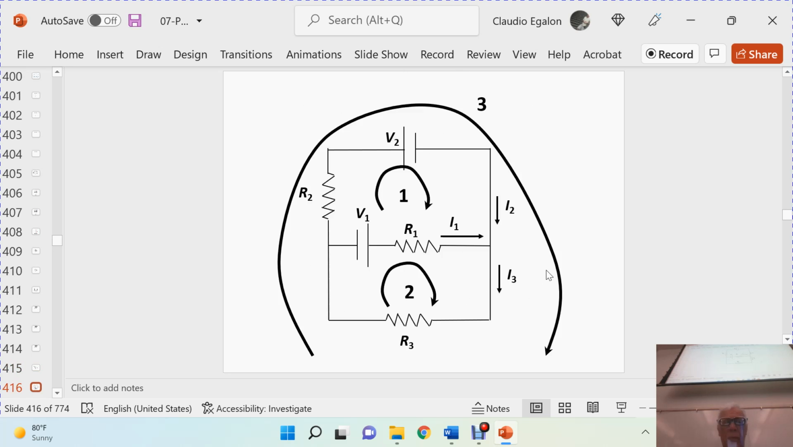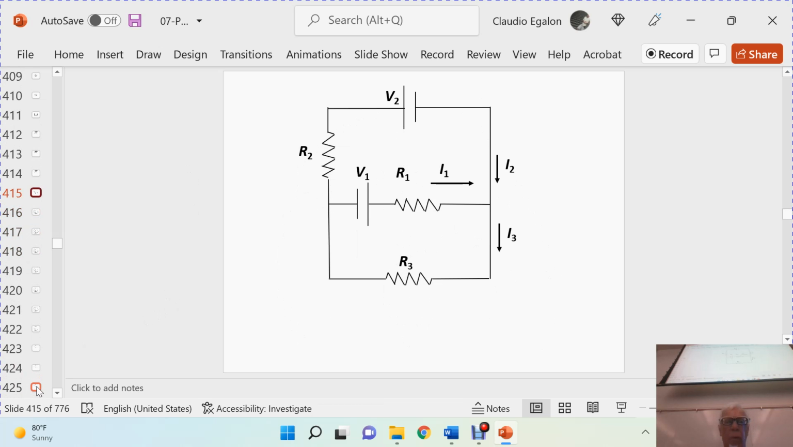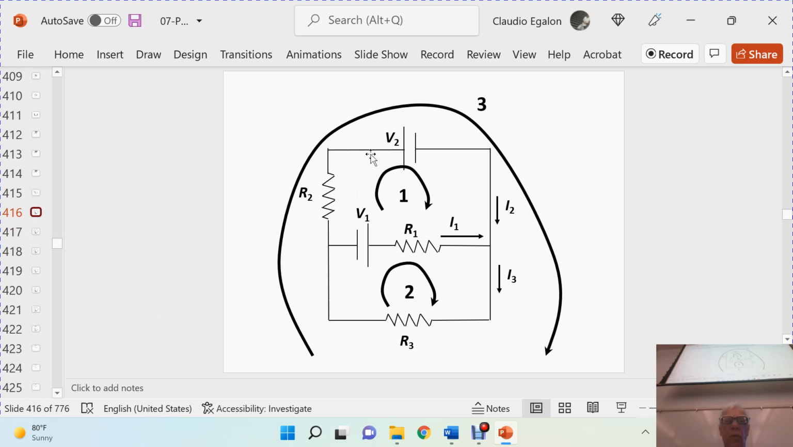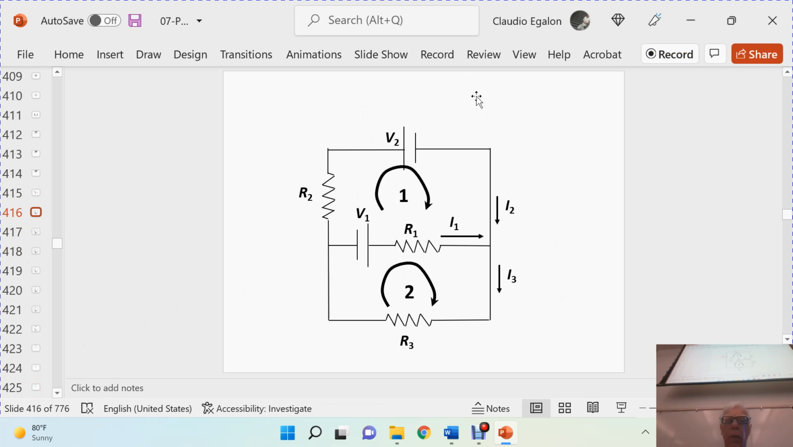Okay, another example. Here are the loops. I'm going to go little by little so I don't overwhelm you with too much stuff, right? I will start with this loop number 1. I'm not going to put the current yet.